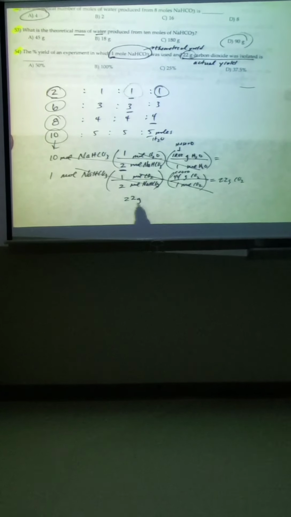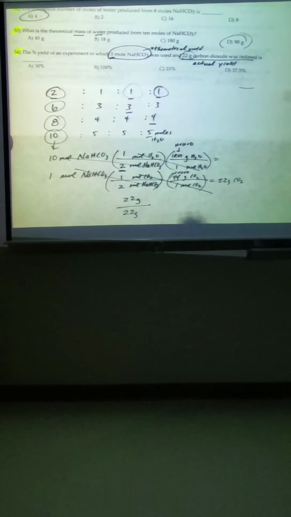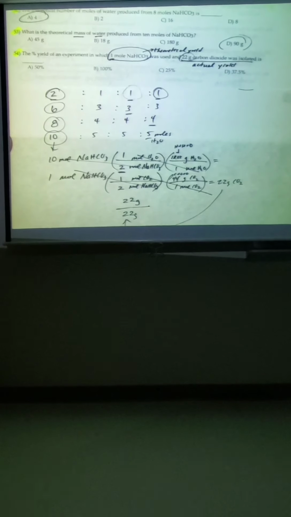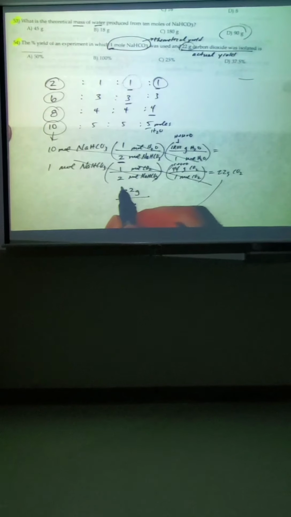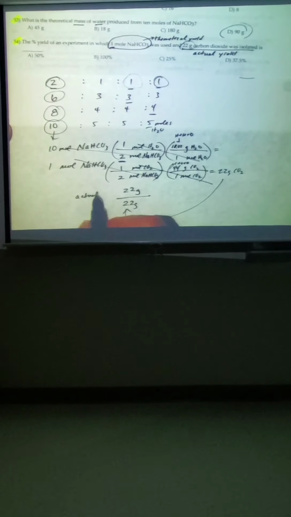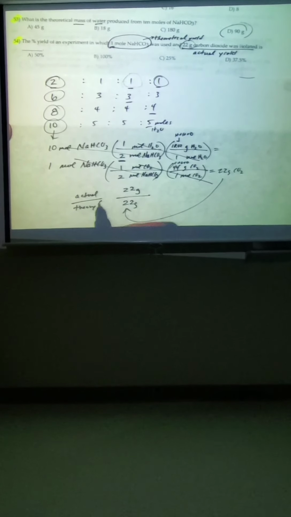They actually made 22, so when you take 22 grams and you divide it by the 22 grams that we found, so theoretical goes on bottom, actual on top, times 100 is percent yield from our notes. So take this times 100 and you get 100.